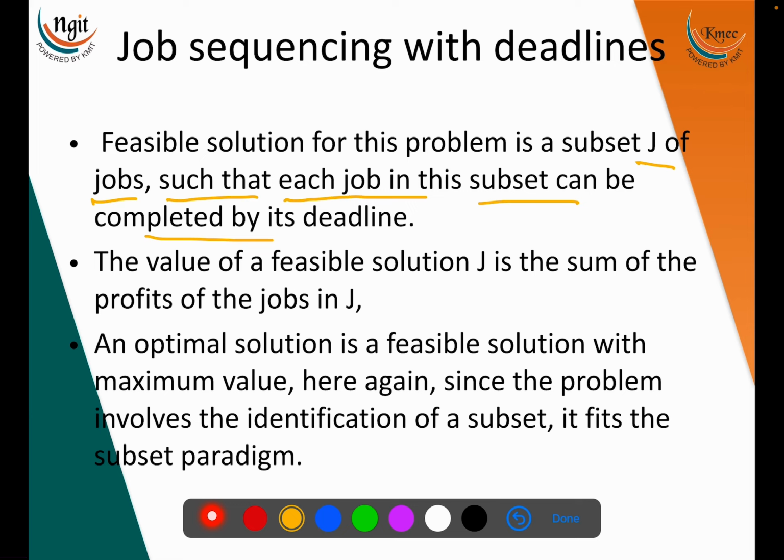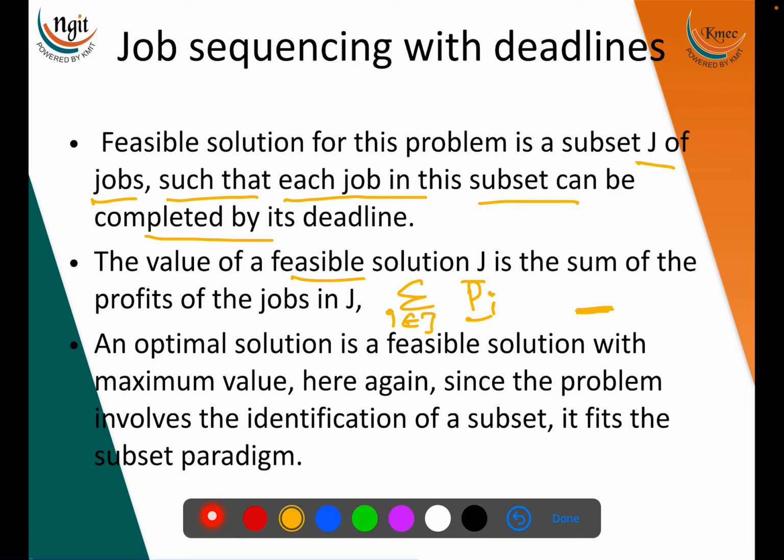The value of a feasible solution J is the sum of the profits of the jobs in J, that is, the sum over i belonging to J of pi. That means when we complete a job by its specific deadline, only then will we get a profit. So for whichever jobs we get the profit, that is called a feasible solution. Once you have a profit, it means you have finished the job by its deadline.